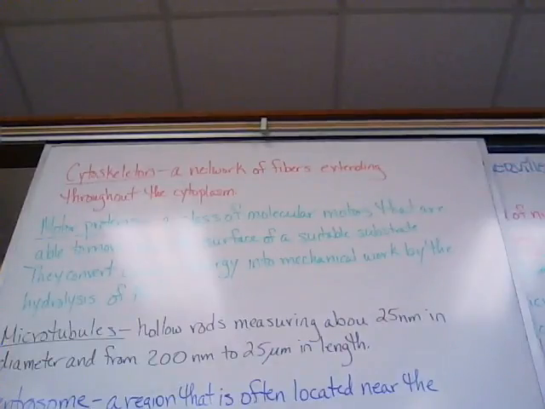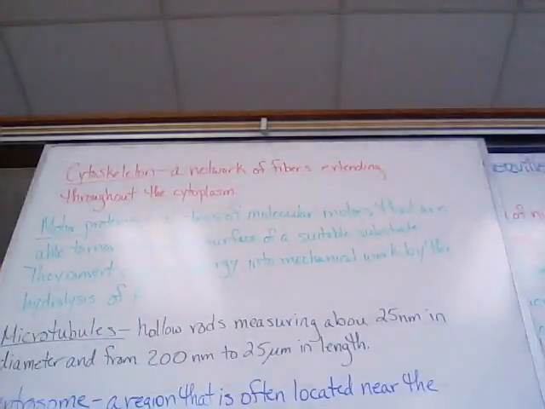Okay, let's talk about the centrosomes and the centrioles. In animal cells, microtubules grow out from a centrosome, a region that is often located near the nucleus and is considered a microtubule organizing center. These microtubules function as compression-resisting girders of the cytoskeleton. Within the centrosome are a pair of centrioles, each composed of 9 sets of triplet microtubules arranged in a ring.